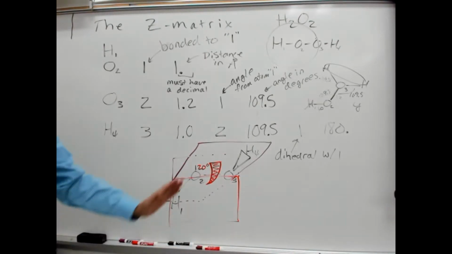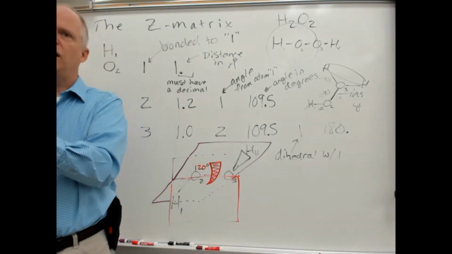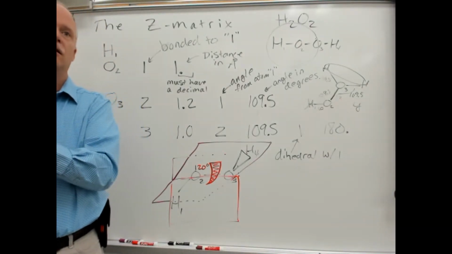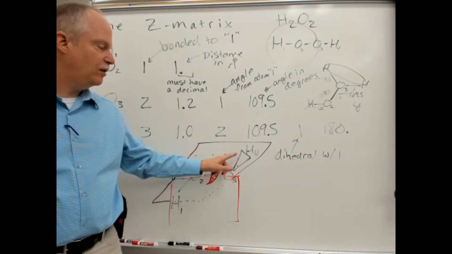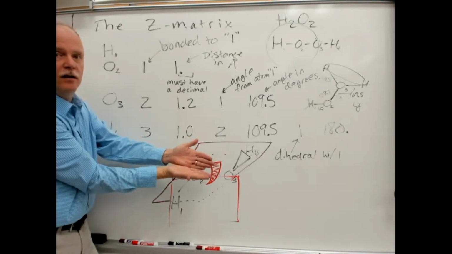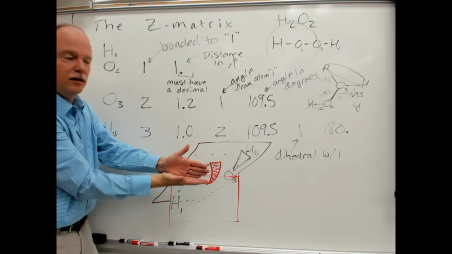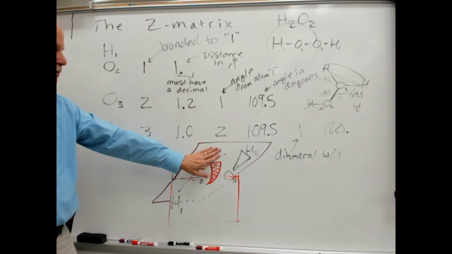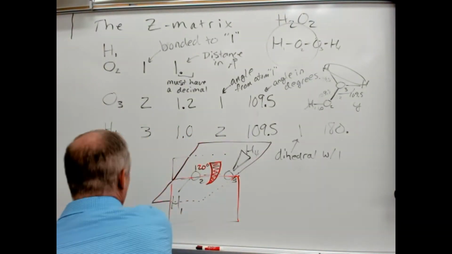So this is trying to represent a perpendicular angle between those planes. Don't be confused by this wedge. That wedge angle is the 109.5. This is perpendicular. This is the perpendicular angle between those planes. Let's now draw this same picture looking end on, so kind of like a Newman projection.